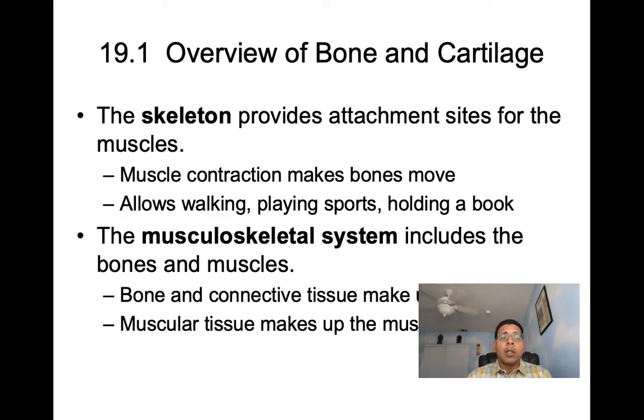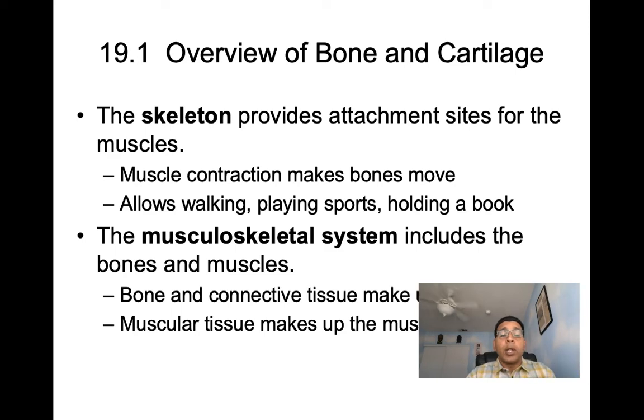Now, when we talk musculoskeletal system, as we can see, it includes our bones and our muscles. Bones and connective tissue are going to make up the skeleton, and we'll look at all of that. We've already kind of seen that in the previous chapter as well. Muscular tissue is going to make up our muscles.